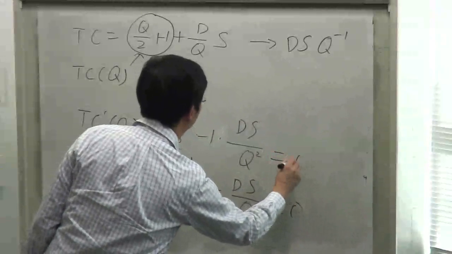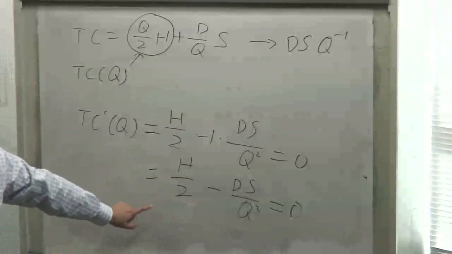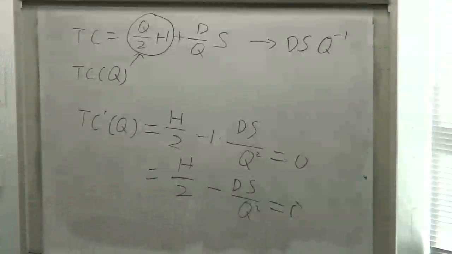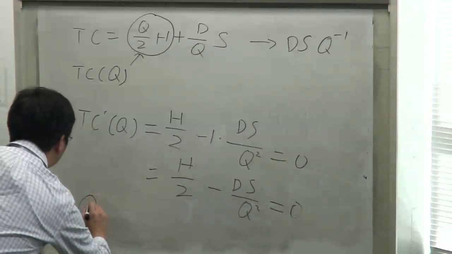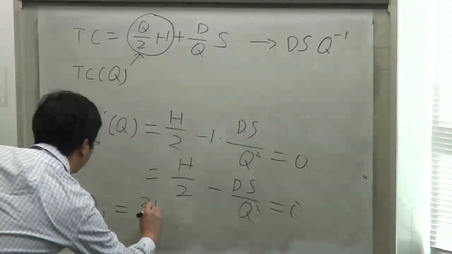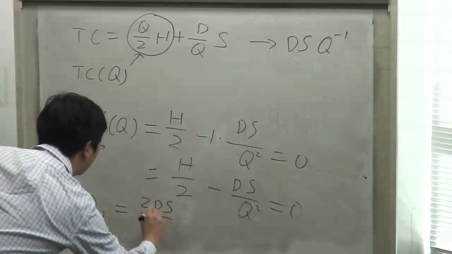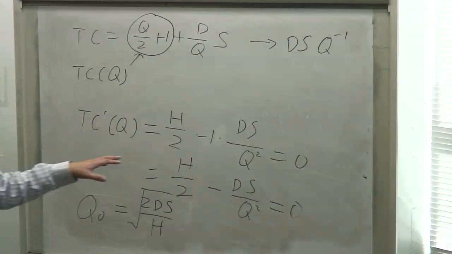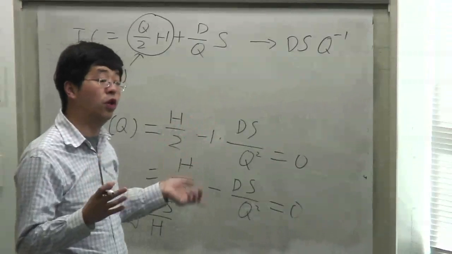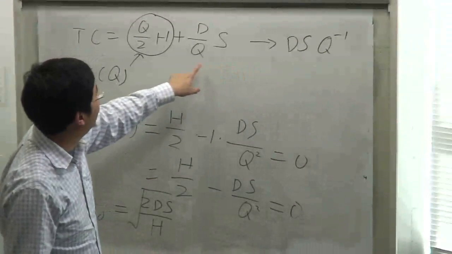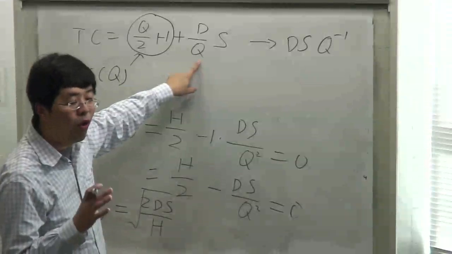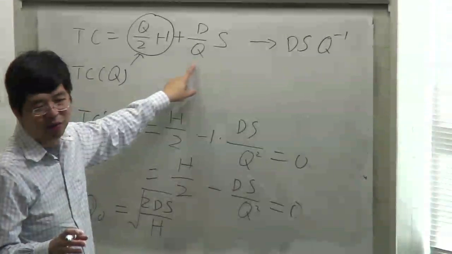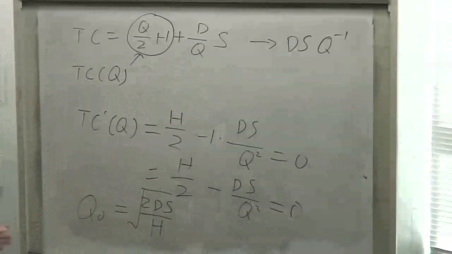Because we have to set this equal to 0. And now we can easily solve this problem, and you get Q equal to the square root of 2DS divided by H. That is how we get this. Maybe the only hard part, or the part you forget from calculus, is how to get the derivative of this function when the variable is in the denominator. But if you review calculus, it's pretty easy. So it's not so hard.